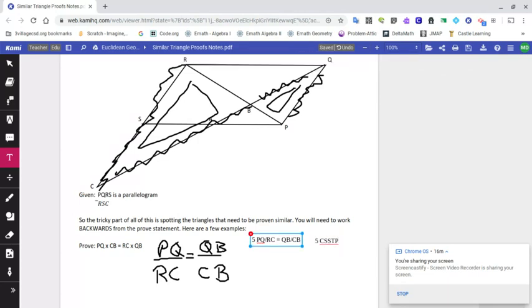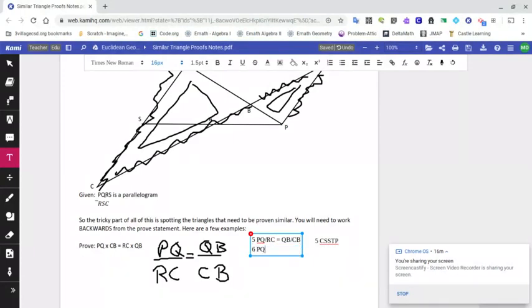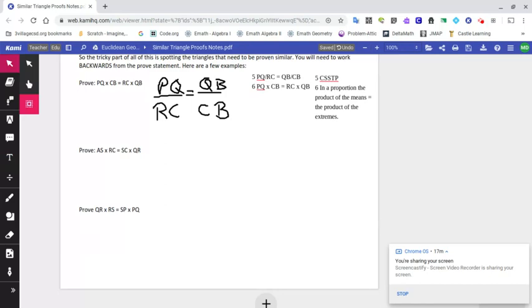Okay, and now that I've got that, my 6th step, I have to write PQ times CB equals RC times QB. And my reason will be 6, in a proportion, the product of the means equals the product of the extremes. Okay, so that's what the last 2 steps would look like for that proof.